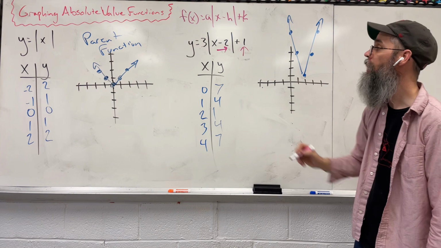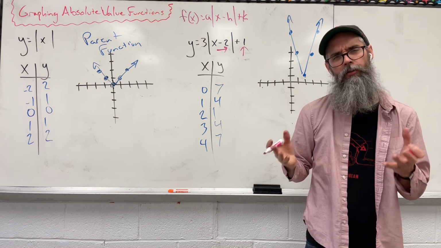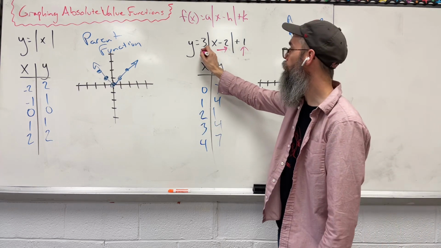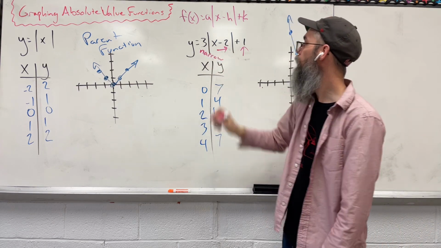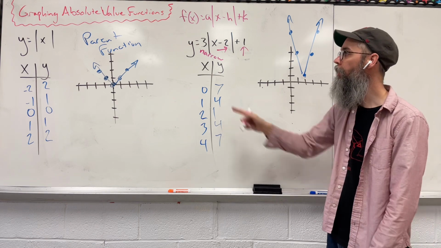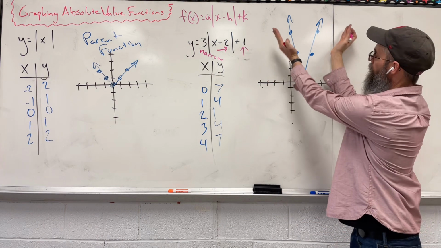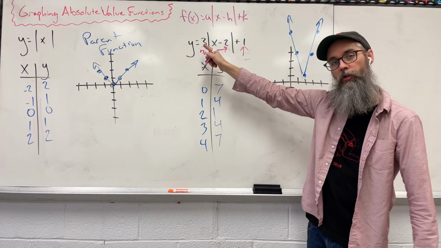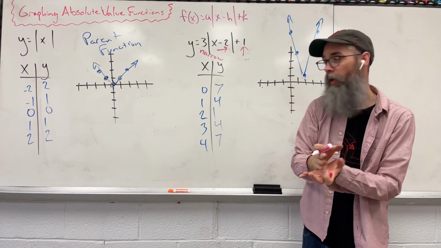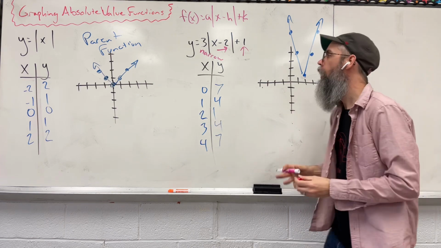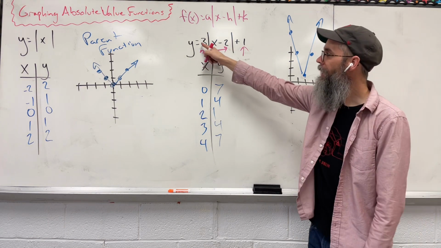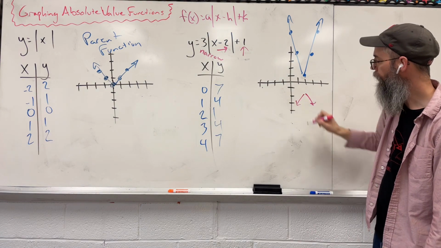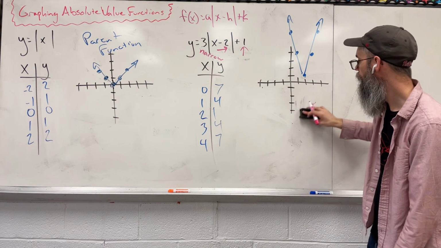We got that. This 3 out front tells us whether or not we're going to get narrow and skinny or really wide. If it's bigger than 1, our graph gets narrower. So I'm going to take this whole thing and squeeze it together. If this was a number smaller than 1, like a fraction, we end up getting wider. And if I end up having a negative in front of that 3, our graph would end up looking like an upside down V.